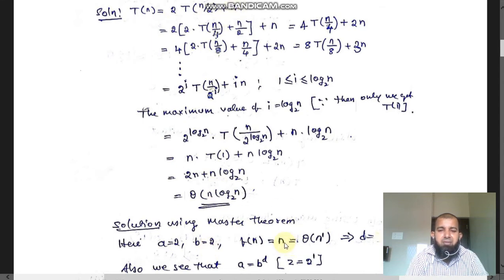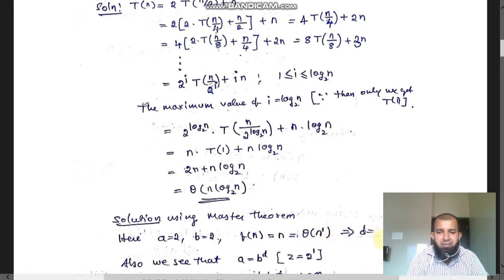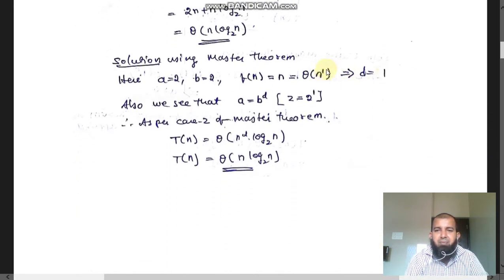f of n is equal to n, that is theta of n. n to the power of 1 means n only. If it is 1, that is the value of d, so d is equal to 1. If n to the power of 2, d is equal to 2. If n to the power of 3, d is equal to 3. If there is no n here, d is equal to 0. If n is present, d equal to 1. If n square is there, d is equal to 2. If n to the power of 5 is there, d is equal to 5.